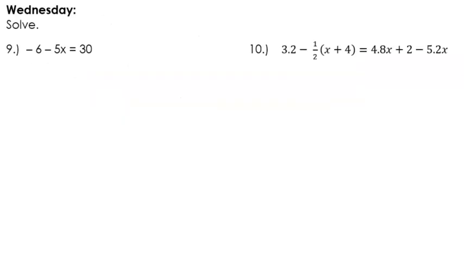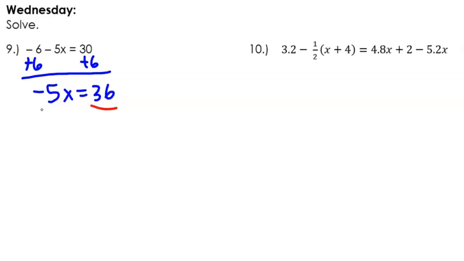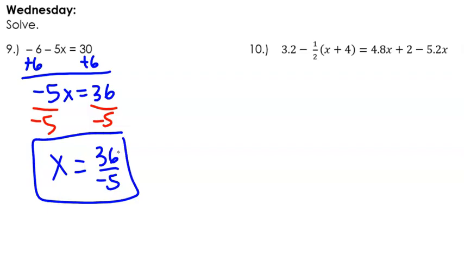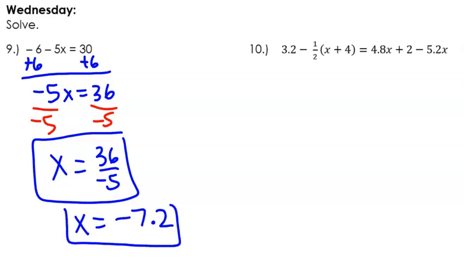Questions 9 and 10 ask you to solve the equation. So for number 9, I'm going to add 6 to both sides, and then I'm going to divide both sides by -5. Now I can leave my answer as an improper fraction like this, or I can convert it to a decimal by using a calculator, or I can turn it into a mixed number.